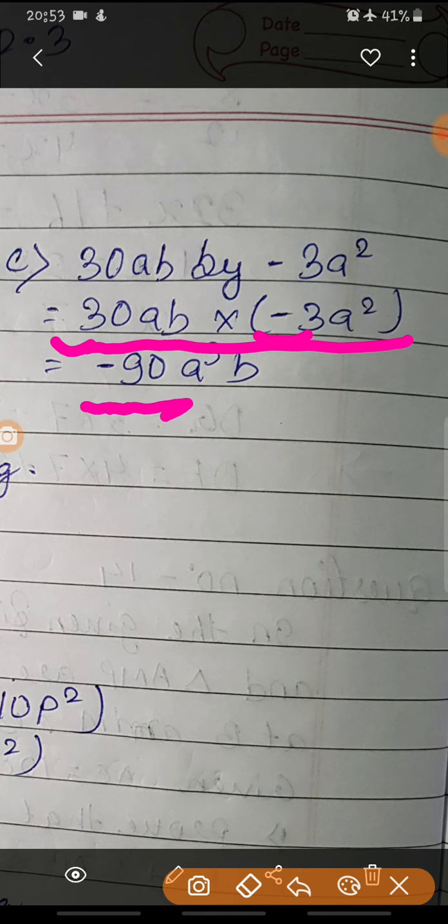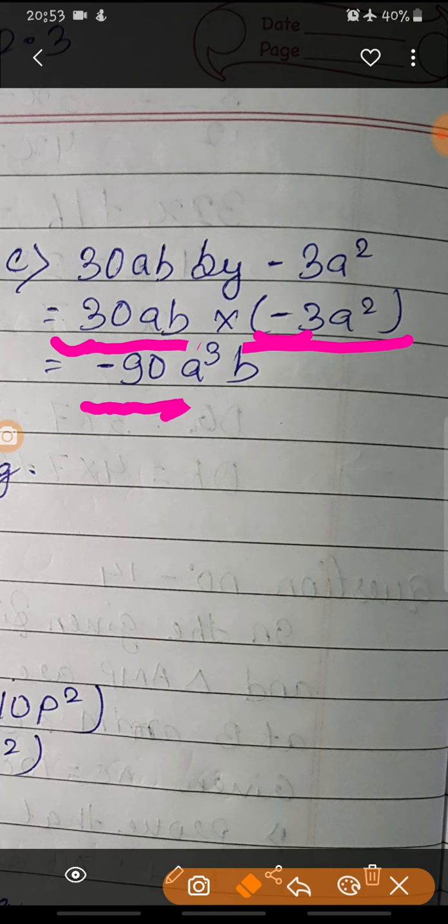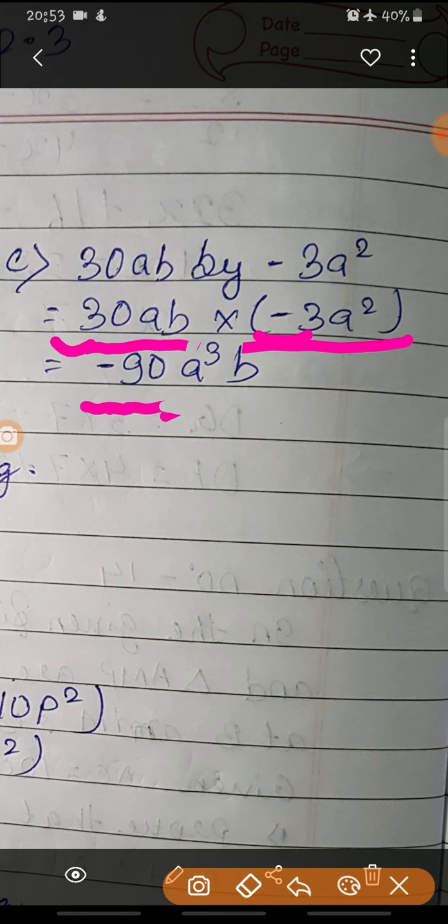After that, when we multiply a with a square, we get a cube over here. After that, b, only one term of b was there, so we multiplied and we got b. So the final answer that we have got over here is minus of 90 a cube b. This is the answer.